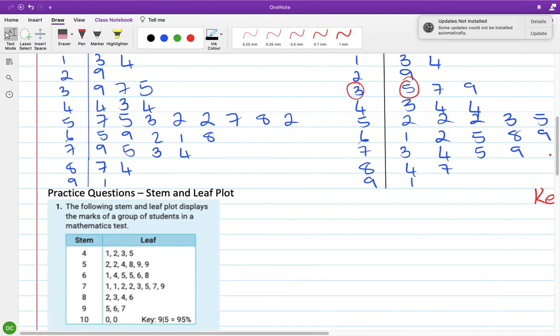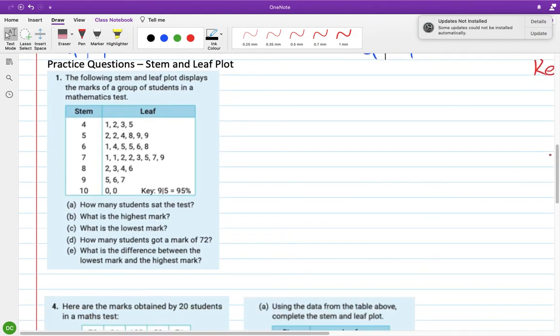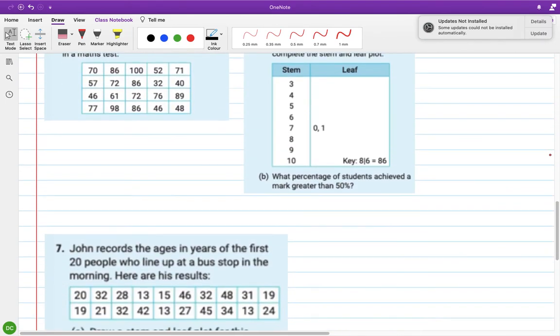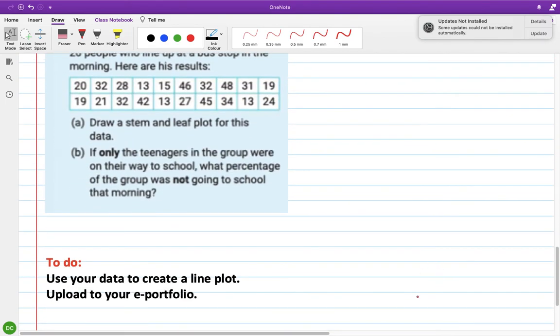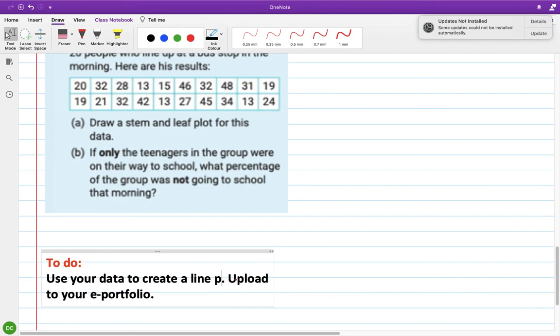They're nice and easy. And so I have some practice questions. I think there's 3 of them. Yep. And then as always, use your data to create a stem and leaf graph and upload to your ePortfolio.